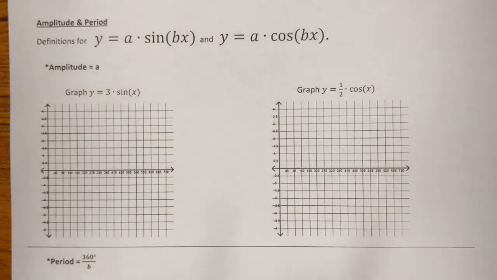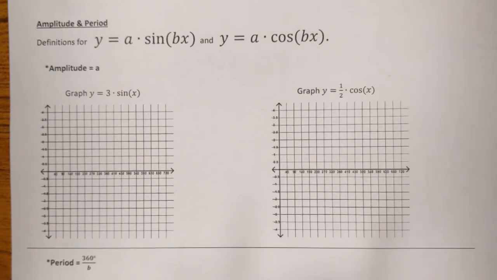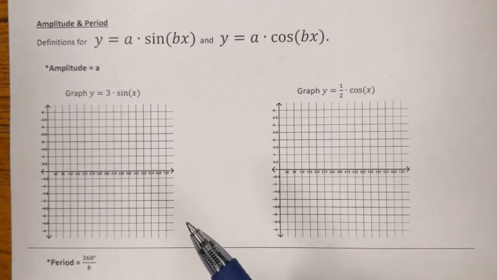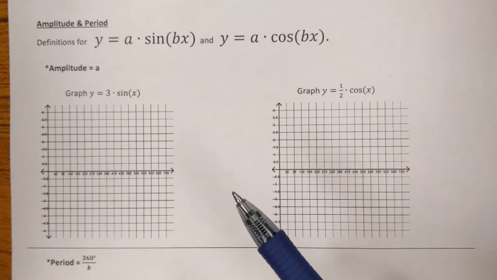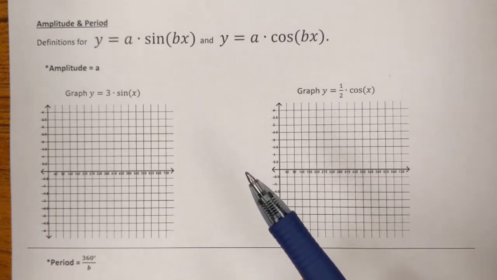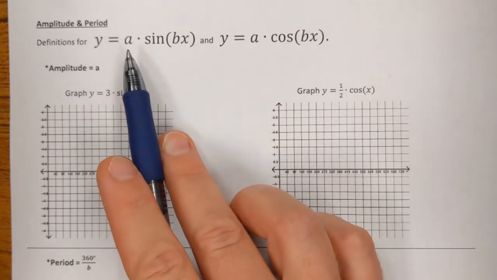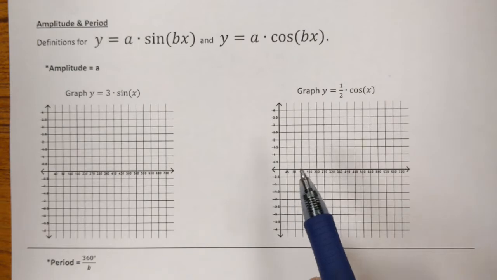Okay, so the graphs that I just showed you are called the parent functions of sine and cosine. But just as we learned when we studied transformations of graphs, you can transform a sine wave or a cosine wave and make it have a steeper slope or a different location. So we're going to focus on two types of transformations you can do to a sine wave.